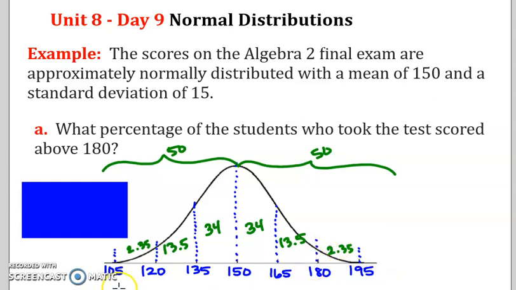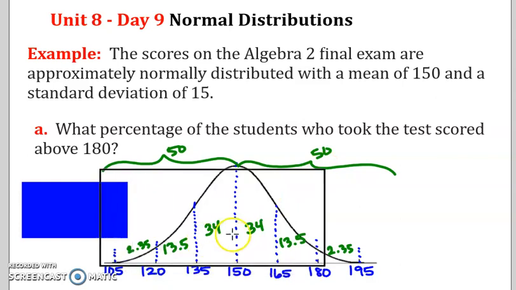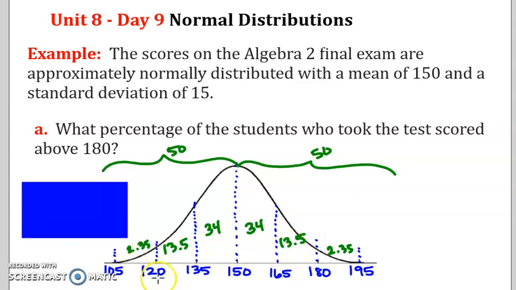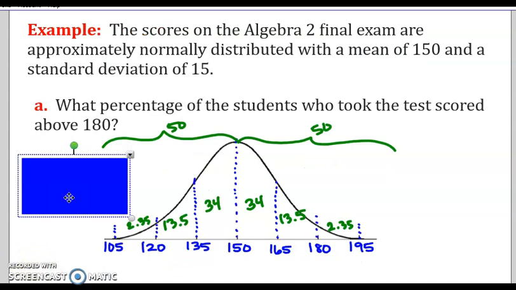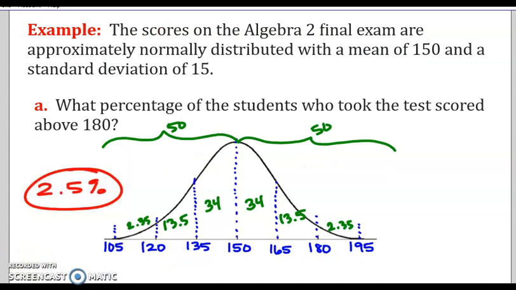Totally valid. Another way, if you really wanted to, is you could do 100% minus this whole region here, which would be 50 plus 34 plus 13.5. Either way, totally valid. You'd get the same answer no matter how you choose to do it. And that answer is, hold on, let me resize things here. And that answer is going to be 2.5%.